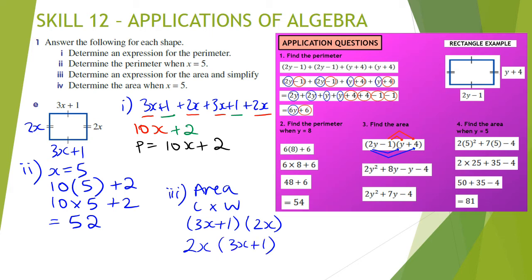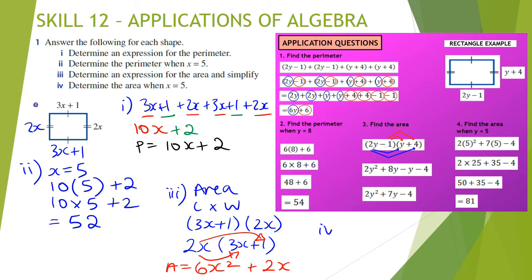And we can expand this the same way we would with the distributive law. We multiply the term out the front by the two terms in the brackets. So 2x times 3x gives 6x squared, and 2x times 1 gives 2x. So this is our area expression, 6x squared plus 2x.